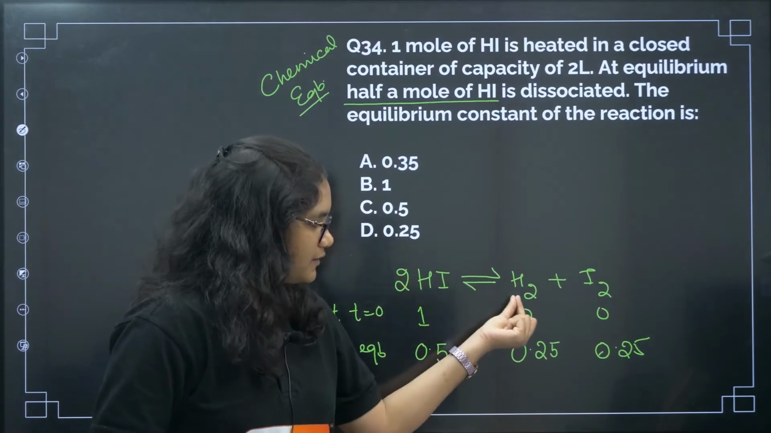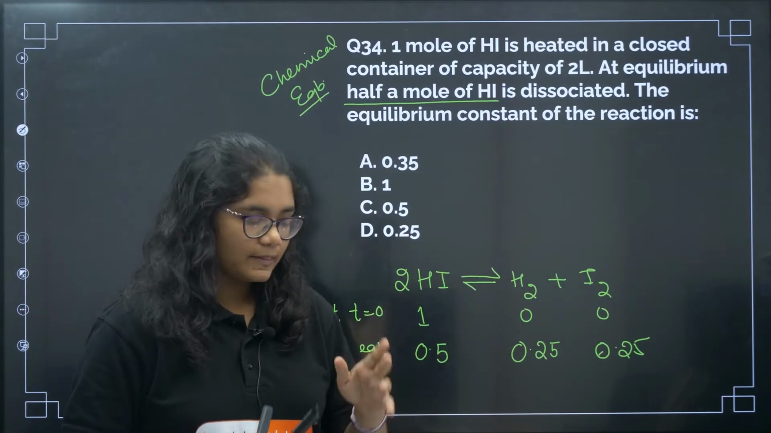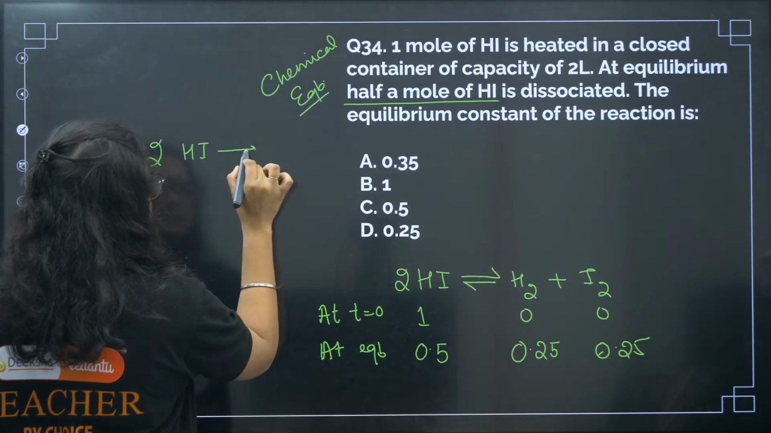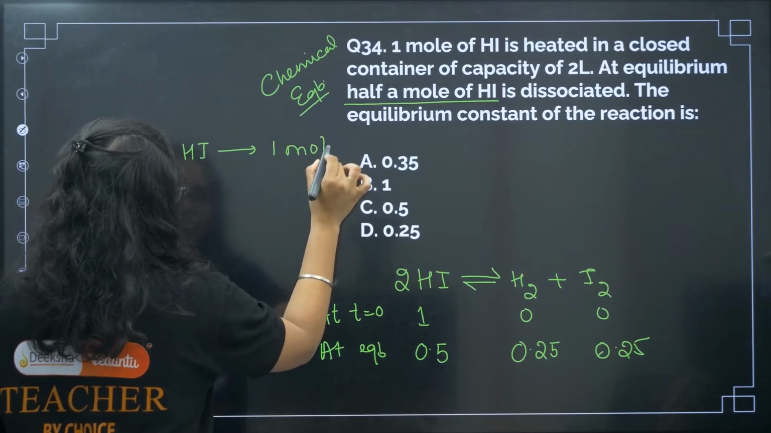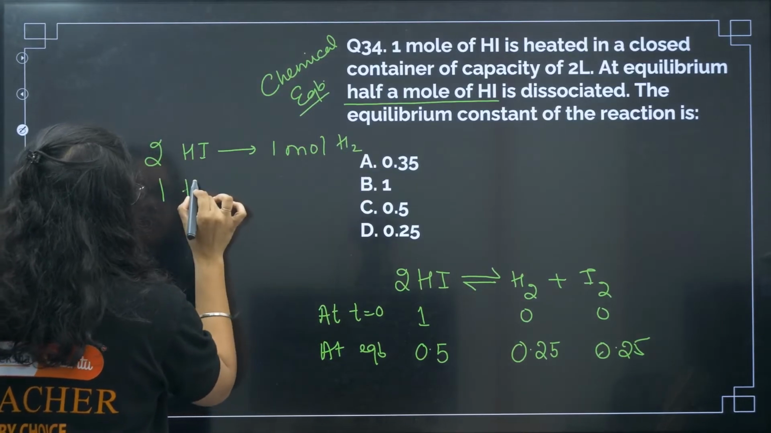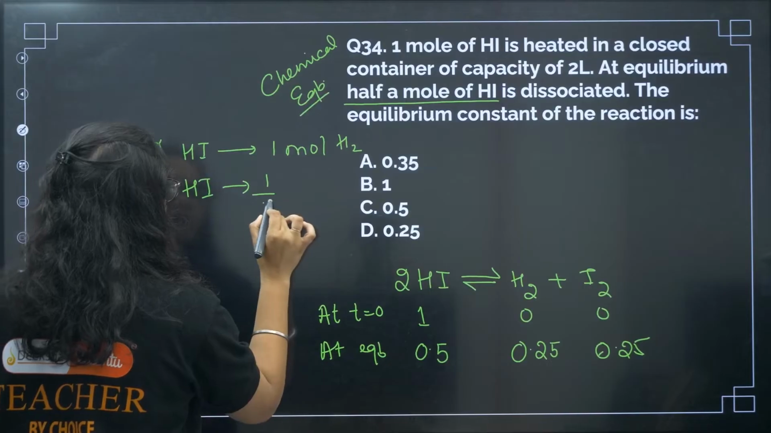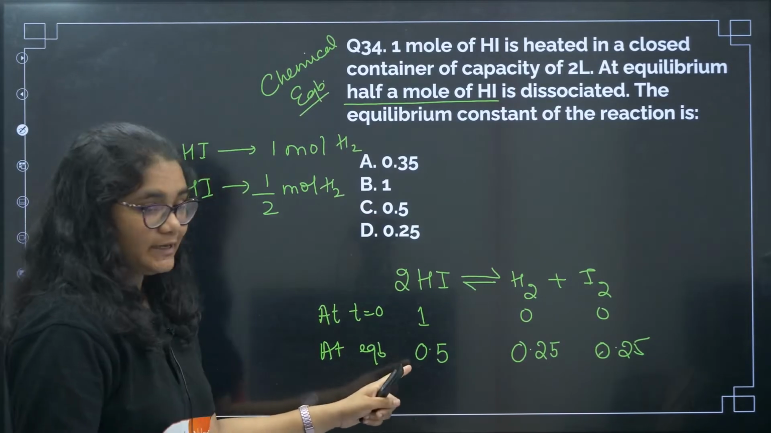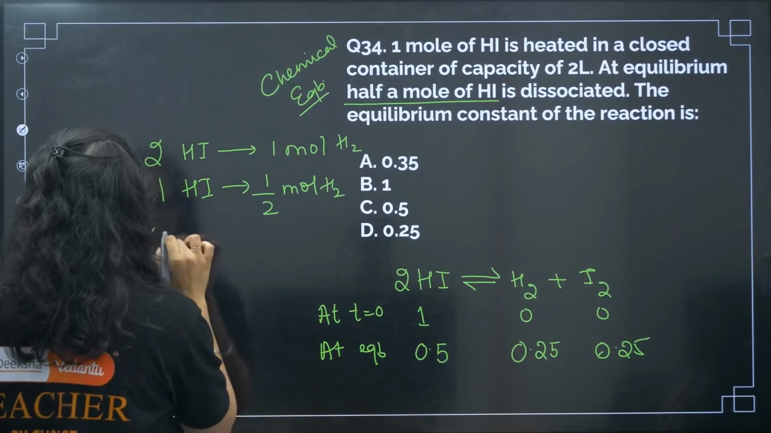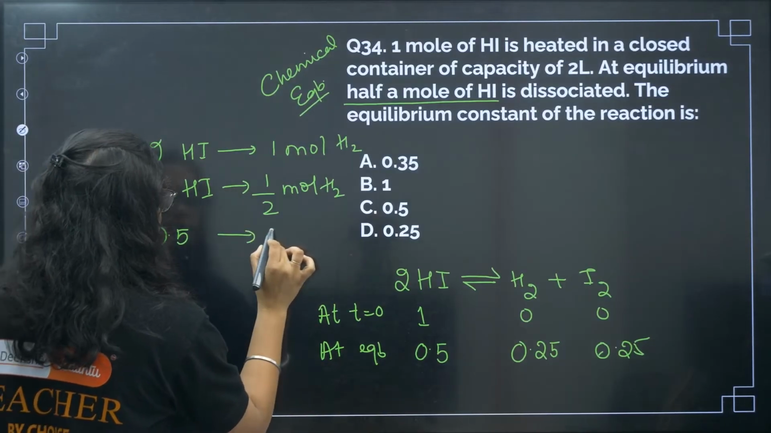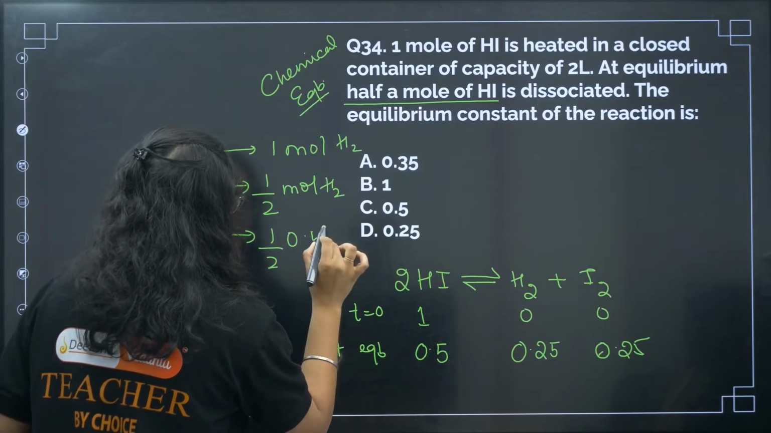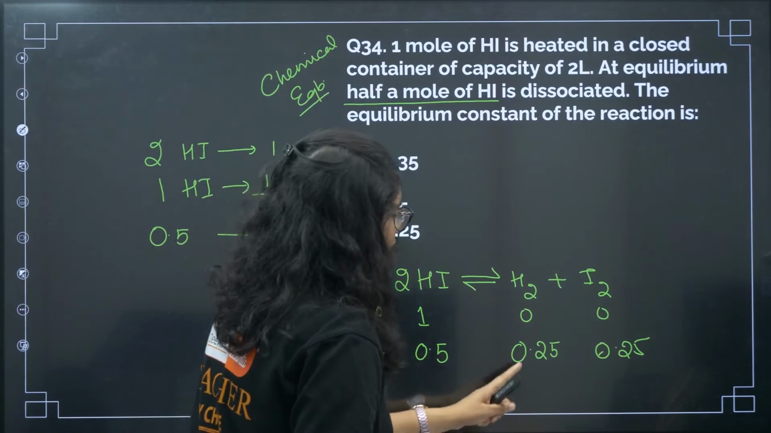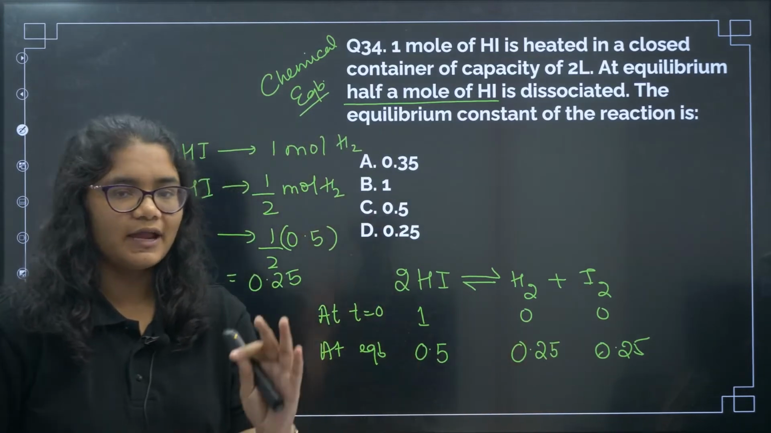2 moles of HI give 1 mole of H2. So I can do it in this way. 2 moles of HI give 1 mole of H2, so 1 mole of HI will give half mole of H2. But actually 1 mole has not dissociated, only 0.5 mole of HI has dissociated. So 0.5 mole will give half of 0.5, which is 0.25. So 0.25 mole of H2 and 0.25 mole of I2 will form.